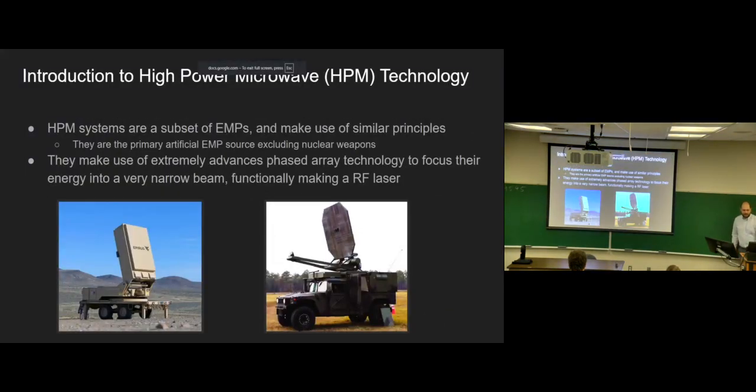So now we'll just real quick hit up and talk about the subset. High power microwave technology. This is the new golden goose. We can't very well drop nukes on everyone because that affects us and them and isn't great for diplomacy. So we have to be a bit more conservative in how we use this technology.